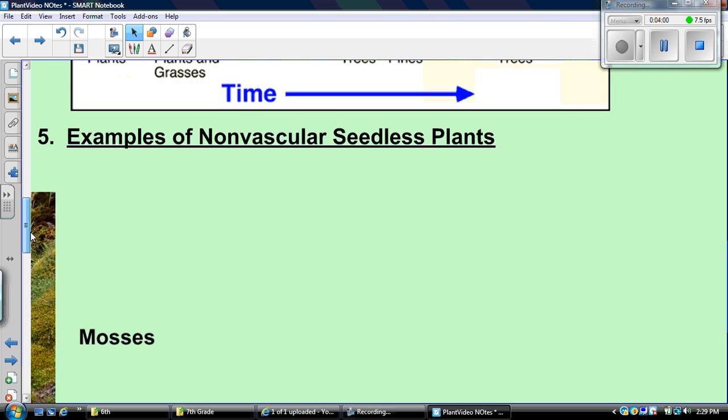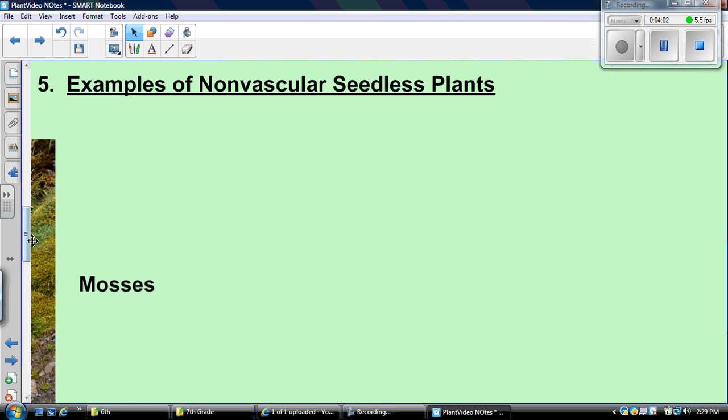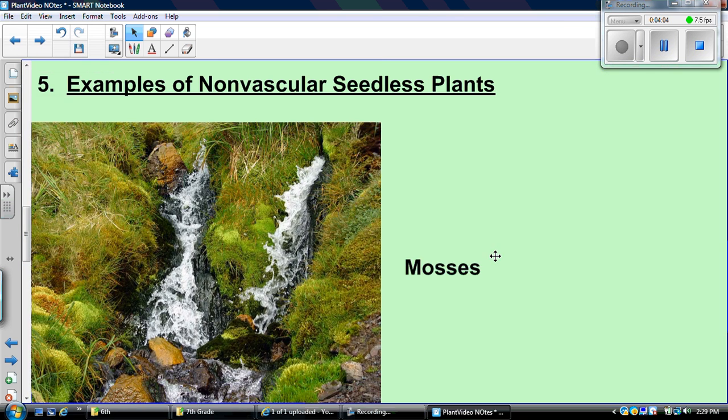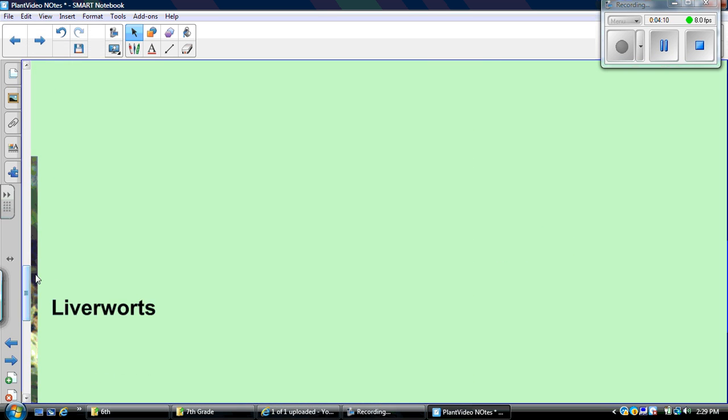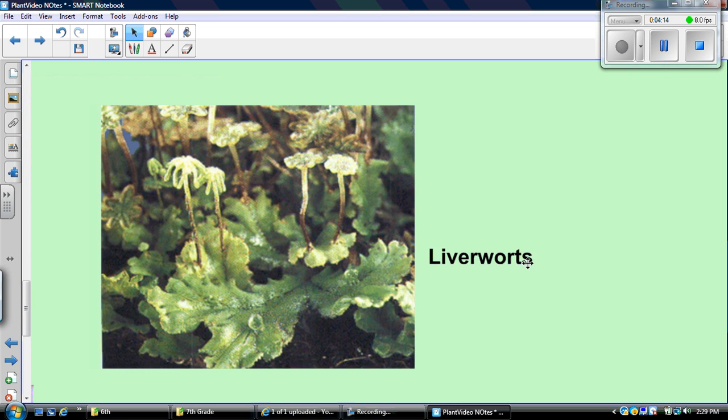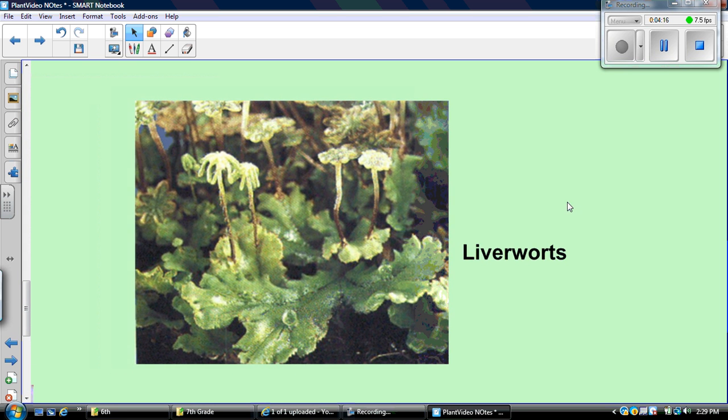Let's take a look at some examples of non-vascular seedless plants. Mosses, those are one of the first things that come back in a disturbed area. Liverworts, isn't that a fun name for a plant? And they are weird looking. And hornworts.